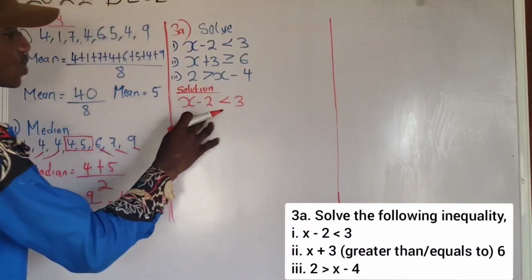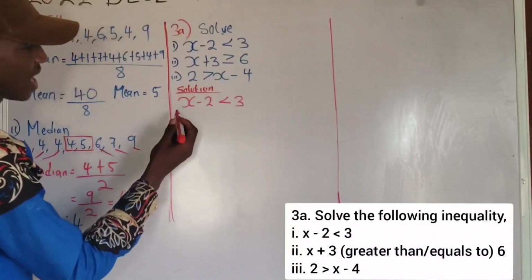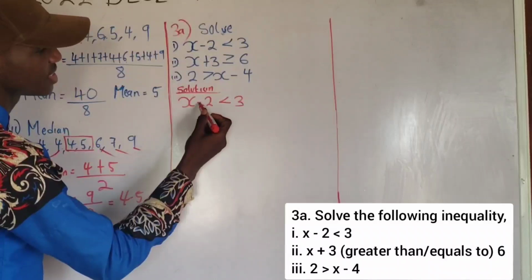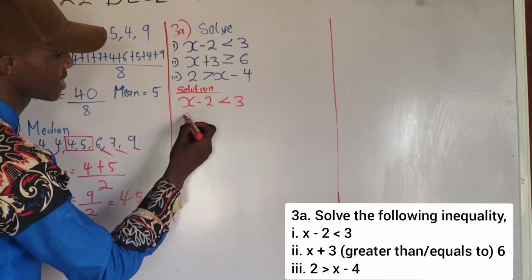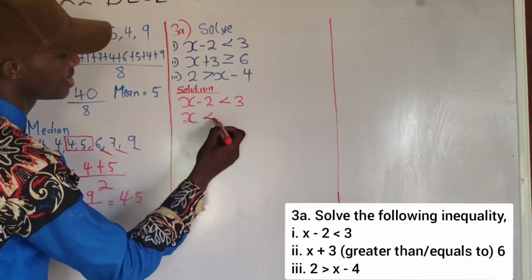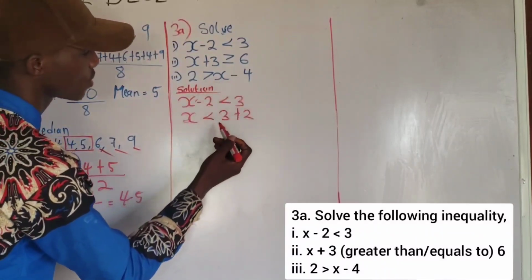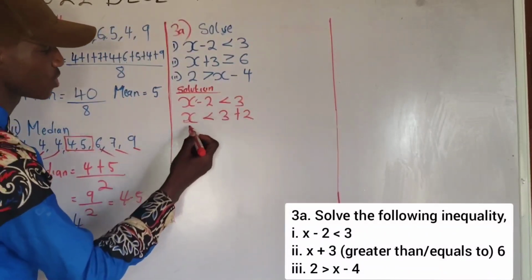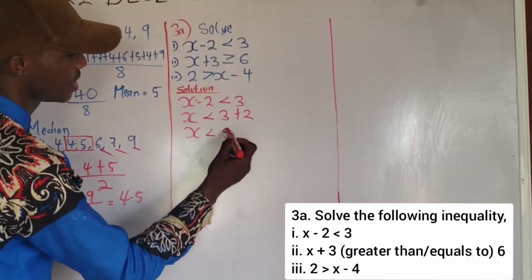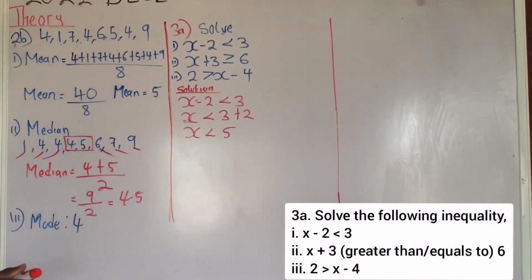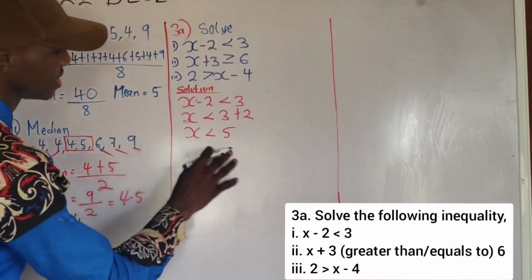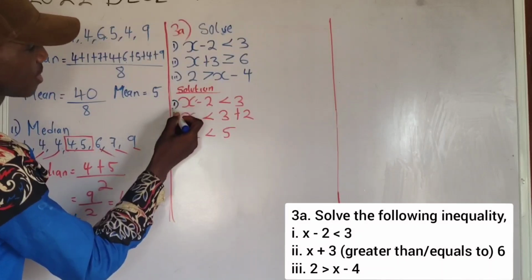Now we have x minus 2 is less than 3. To solve this, take this negative 2 to the other side. You're going to have x is less than 3 plus 2, because when this negative 2 crosses the equals to sign, the sign is going to change to plus. So I'm going to have x is less than 5. That is the final answer to the question. x is less than 5. That is question Roman figure 1.